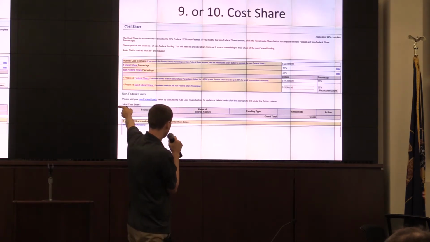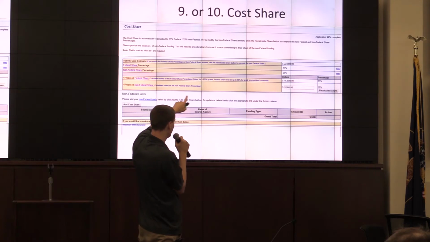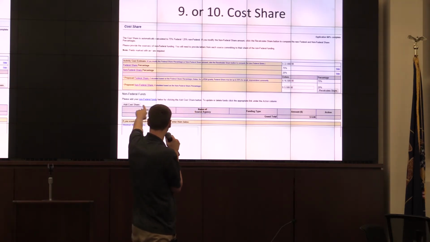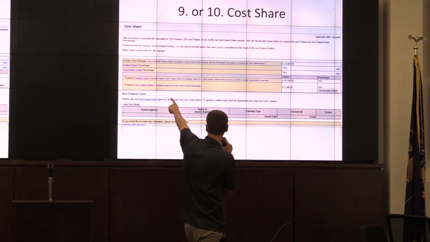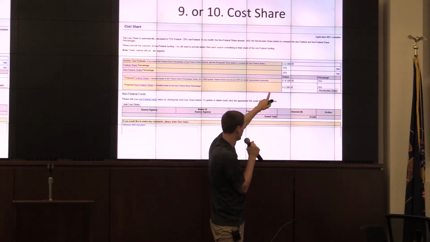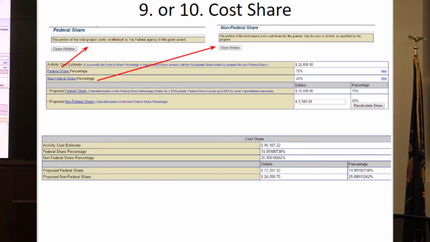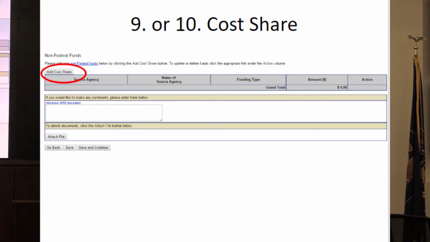And this is just where you say the information. Like we say, we really highly recommend that it equals 75% and 25%. So you put your proposed federal share and the proposed non-federal share to add up to 100%. And the source agency, where is this coming from? Let's see here. Oh, here it is. Yeah, I wanted to see.